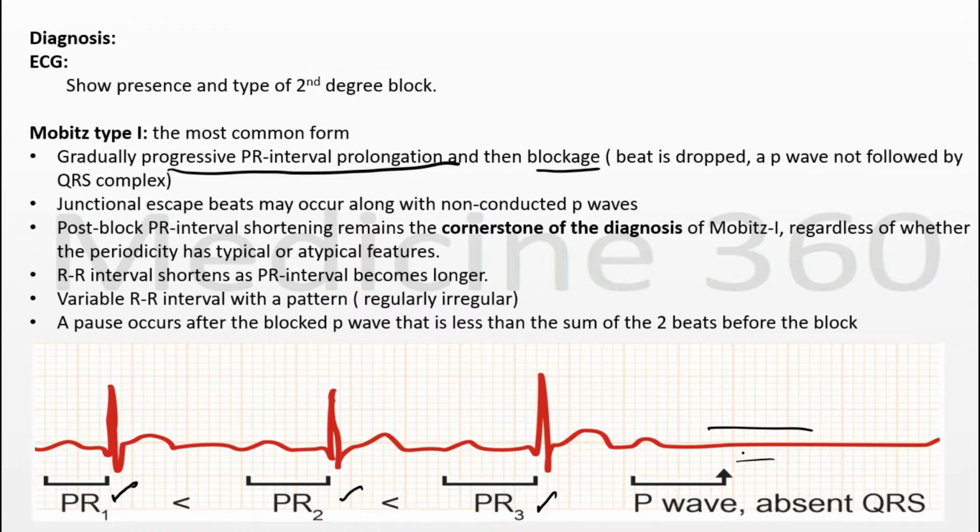In some cases, junctional escape beats may occur along with non-conducted P waves, but only in a few cases. Then the other point is that post-block PR interval shortening remains the cornerstone of the diagnosis of Mobitz type 1, regardless of whether the periodicity has typical or atypical values. I will show you this in the next ECG.